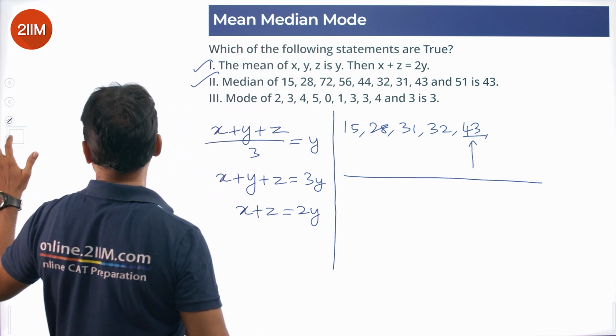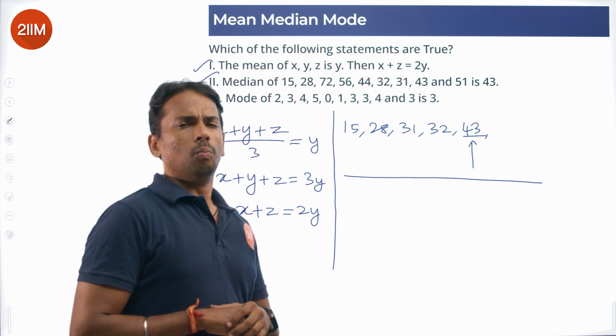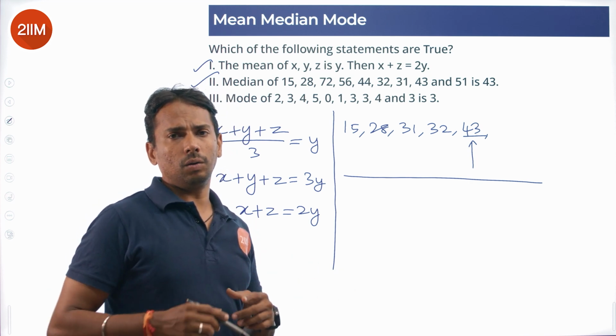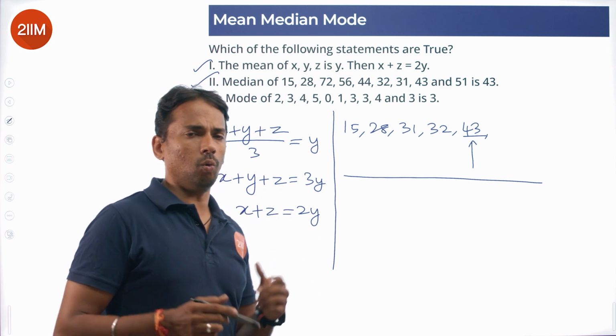The third one is asking for mode. This talks about mode. Mode means the most frequently appearing number, the most repeated number in your data. That's called mode.